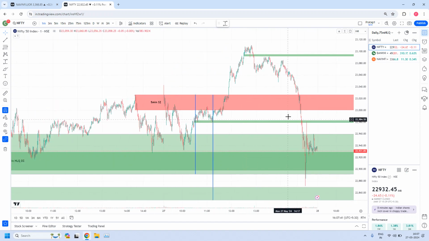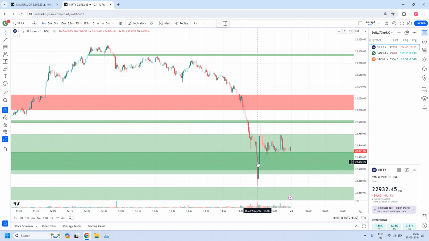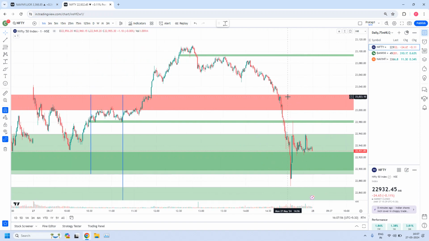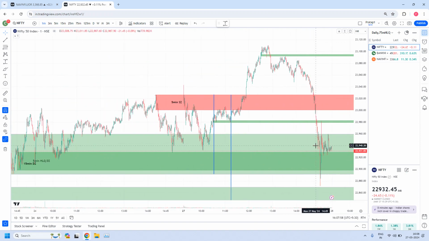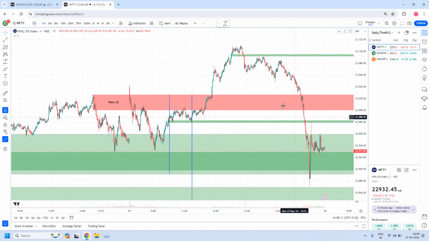Now at the end of the session at 3 o'clock today, see at the 15 minutes candle, that is today at afternoon 3 o'clock, just half an hour before closing the trading session, this 15 minutes demand zone has been violated. That way the 15 minutes trend has changed to sideways. In sideways you will get both long opportunities as well as short opportunities.